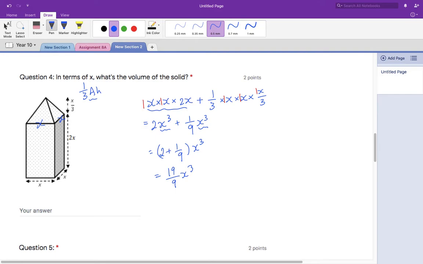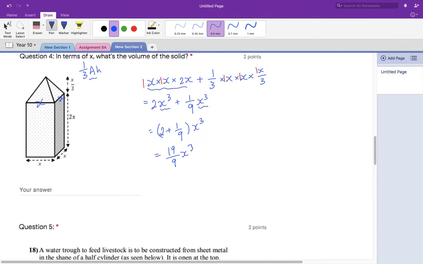And when you collect like terms, x cubed is a like term, so you put x cubed outside and everything else on the inside.